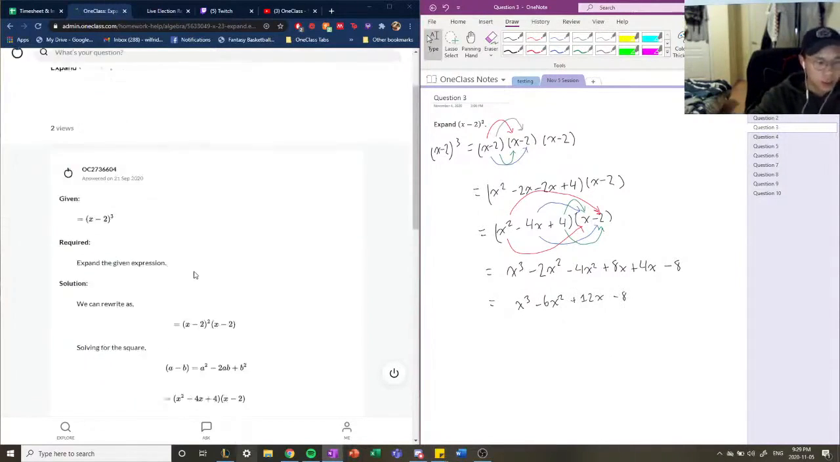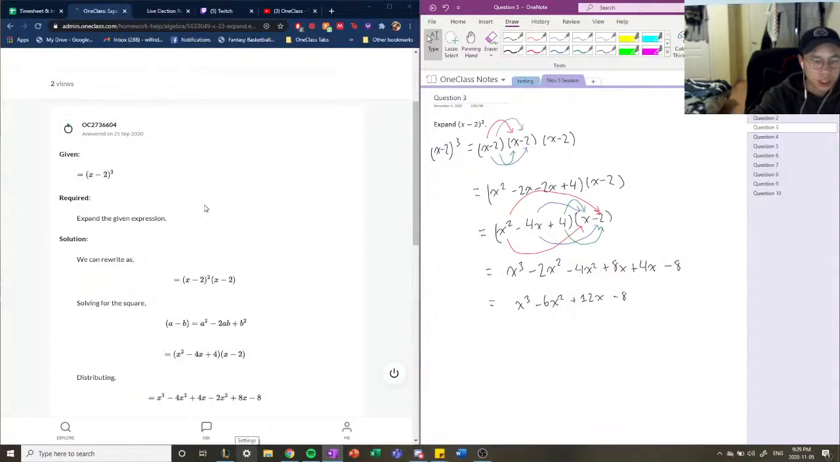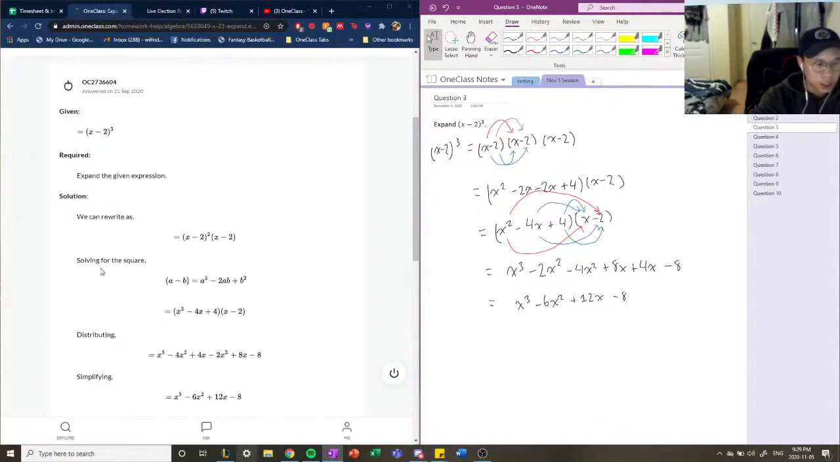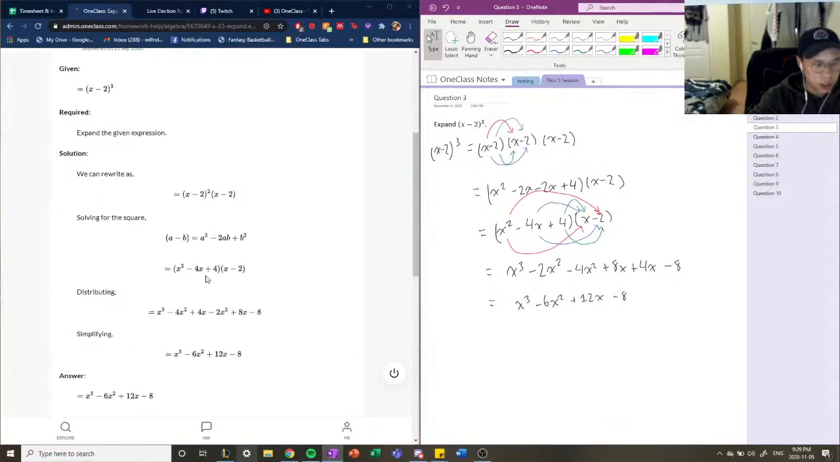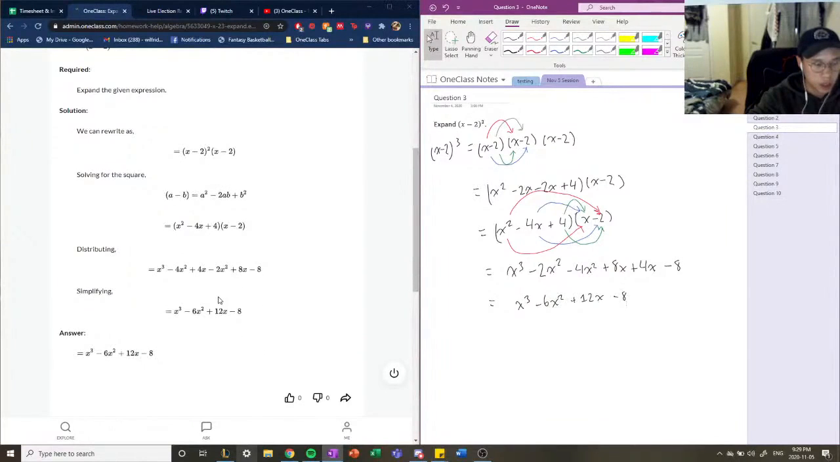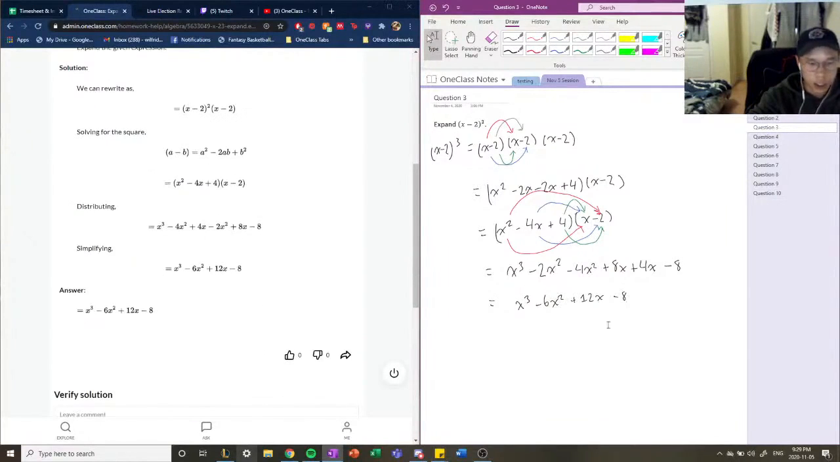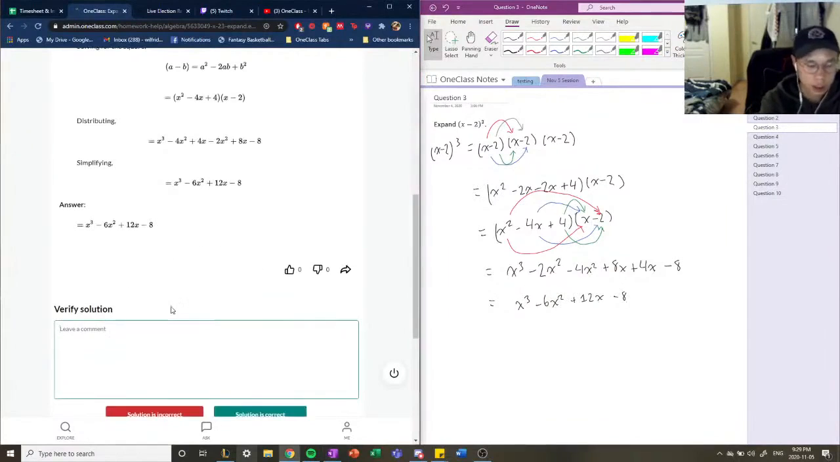So let's see if the junior tutor has the same solution here. So they alternatively write it like this. They solve for the square, so they solve for this one, which is this, and then they distributed it out further, and this is what they got, which is the same as this. So this is the correct solution. Good work.